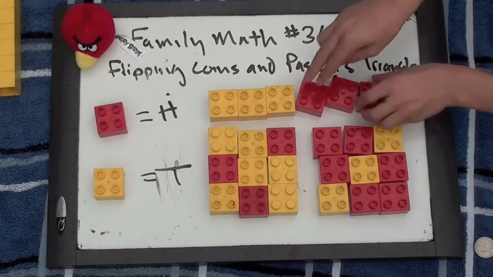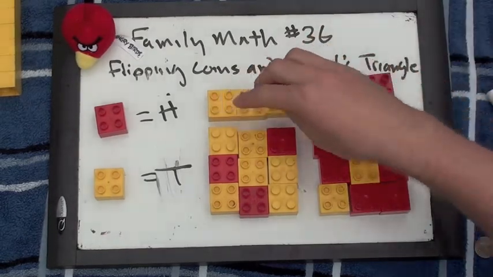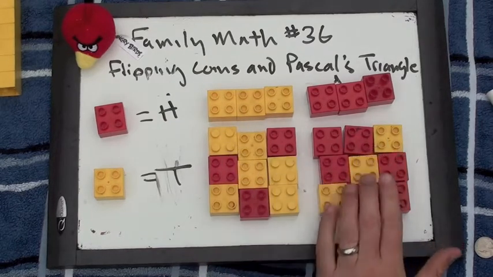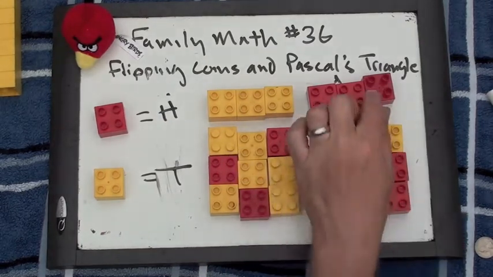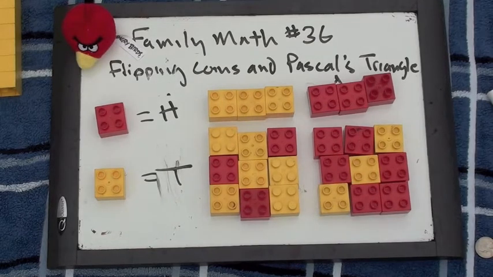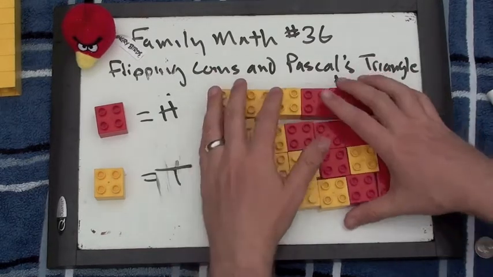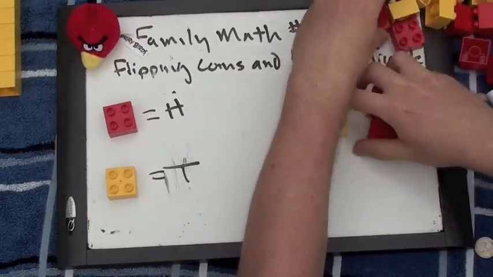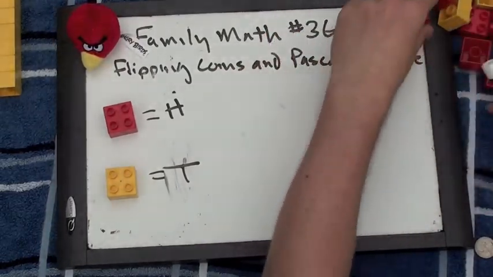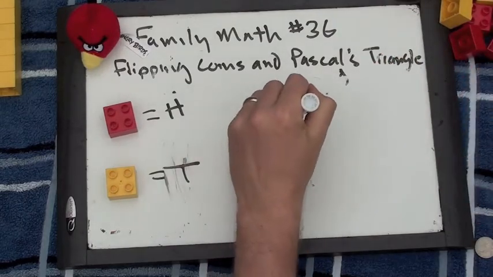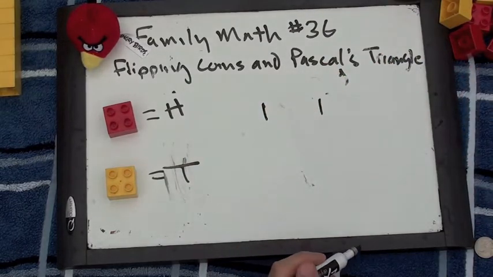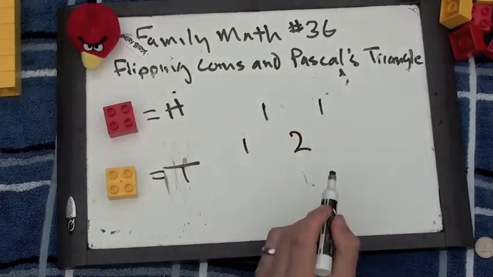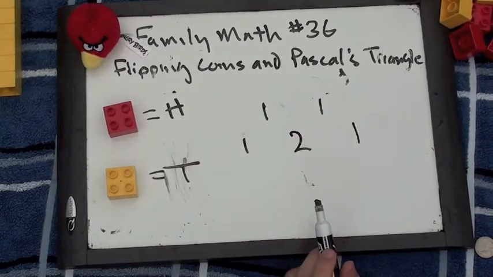So here I have a very interesting pattern. I have 1 way to get all tails, 3 ways to get 2 tails and a head, 3 ways to get 2 heads and a tail, and 1 way to get 3 heads, right? So our pattern so far has gone: with 1 coin, there was 1 way to get a head, 1 way to get a tail. With 2 coins, there was 1 way to get 2 heads, 2 ways to get a head and a tail, 1 way to get all tails.